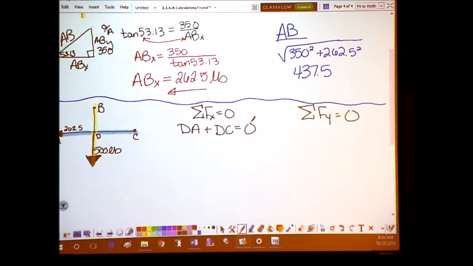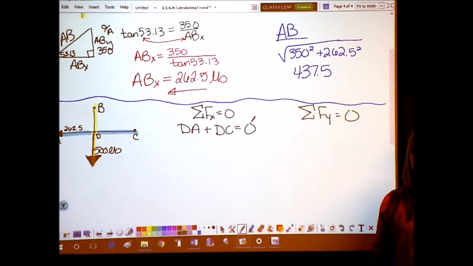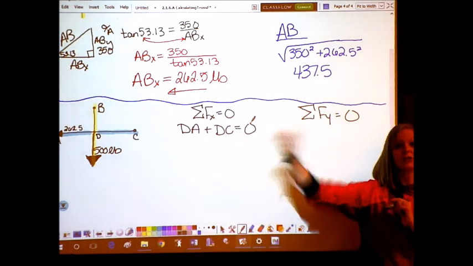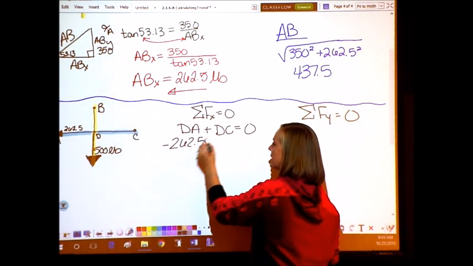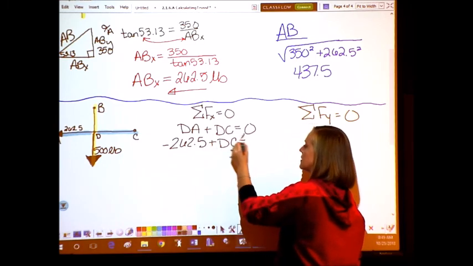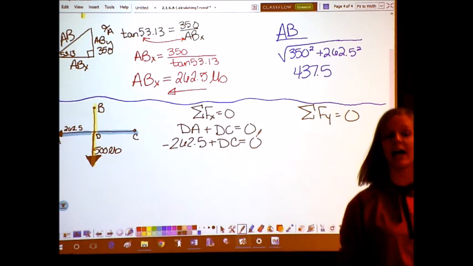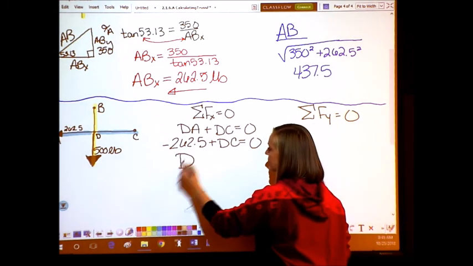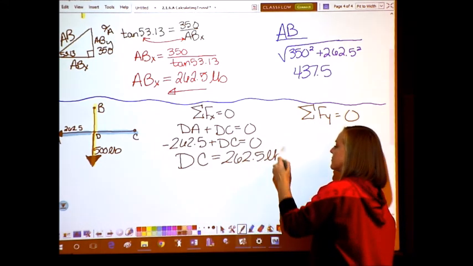I also hope you agree that D-A is what? What is DA? Negative, because it's one left, 262.5. So I'm going to replace this with negative 262.5, plus, I don't know DC. But now I can add 262.5 to the other side. Knowing they have to be at a perfect balance, I can now say DC is positive 262.5.